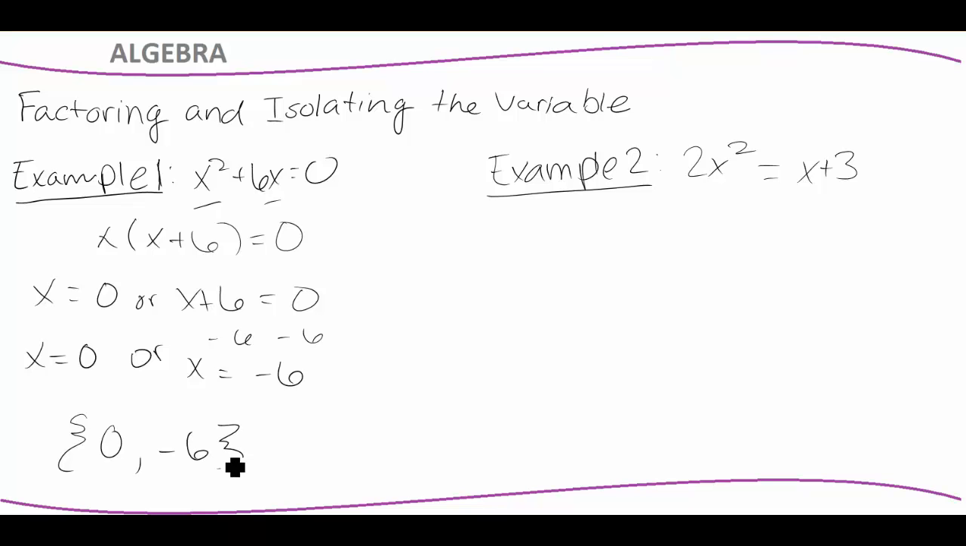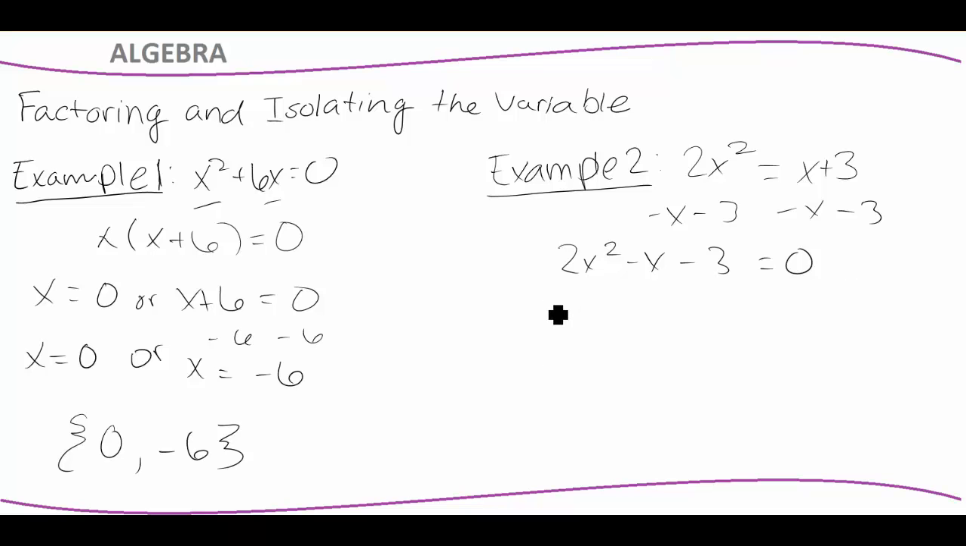Example 2, 2x squared equals x plus 3. First thing we want to do is get this in standard form. So we're going to subtract x and subtract 3 from both sides of the equation, and we're going to get 2x squared minus x minus 3 equals 0. And now we can factor the left side.